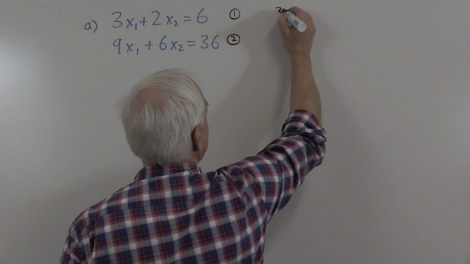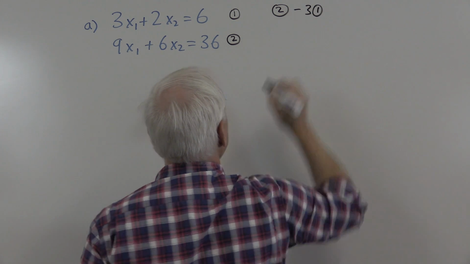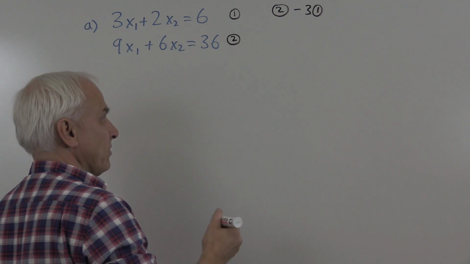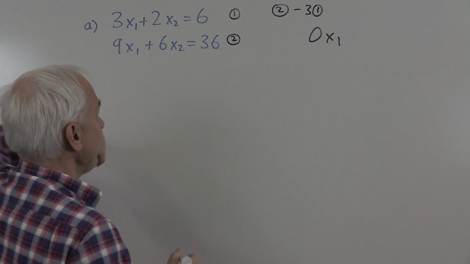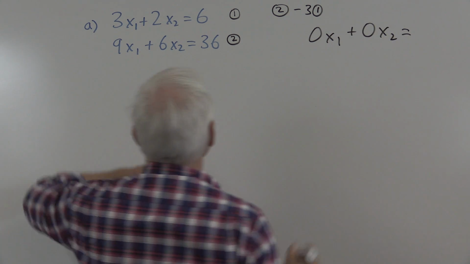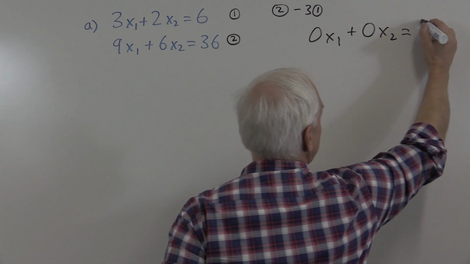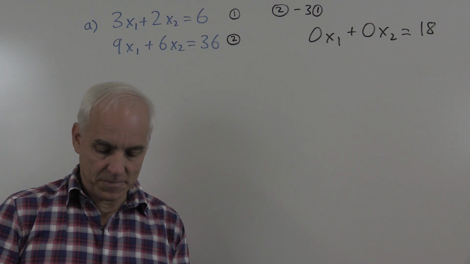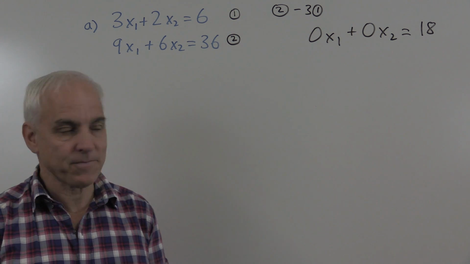So if we take equation 2 and we subtract 3 times equation 1, what would we get? We would get 9x1 minus 3 times 3 is 9, so it would be 0x1. And 6x2 minus 3 of these would be 0x2. And 36 minus 3 of those is 18. We would have gotten the equation 0x1 plus 0x2 equals 18. And there are no solutions to this. Right? There are no solutions.